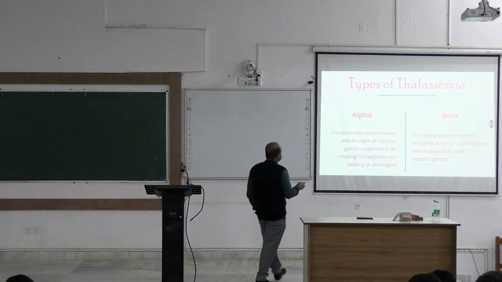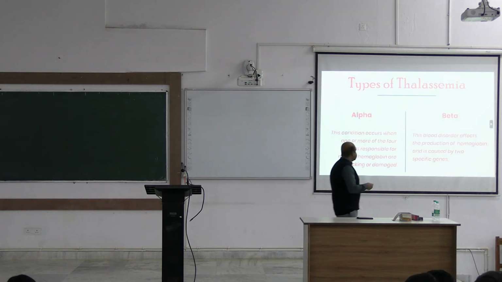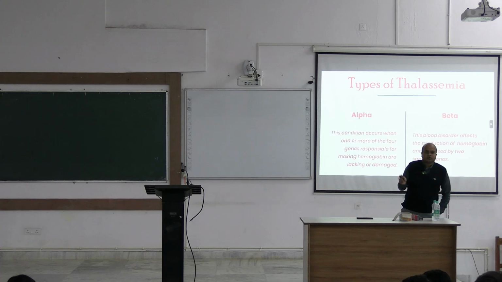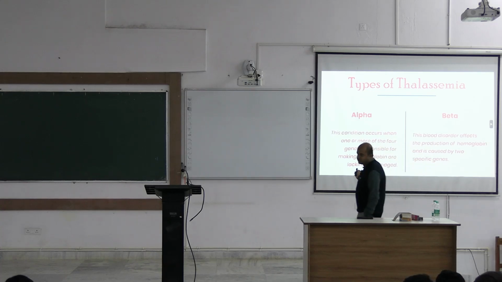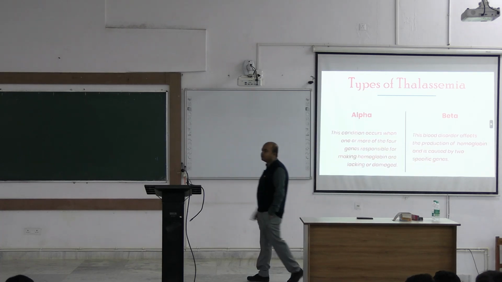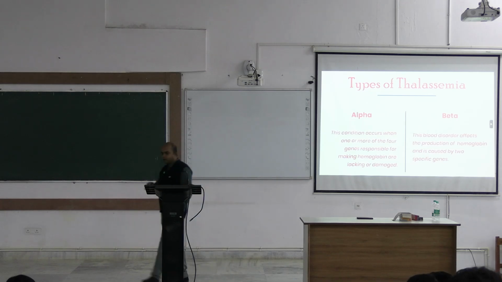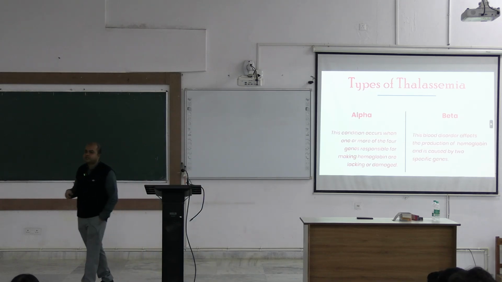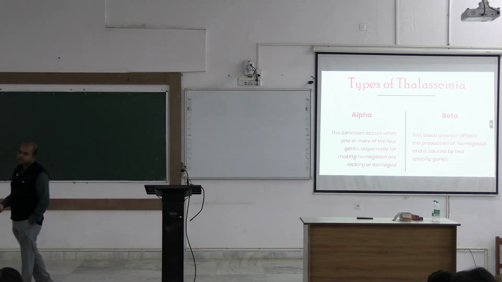Types are alpha and beta. 4 genes are responsible for alpha thalassemia. It may be abnormality in one or more of those 4 genes. For beta thalassemia, 2 genes are responsible.